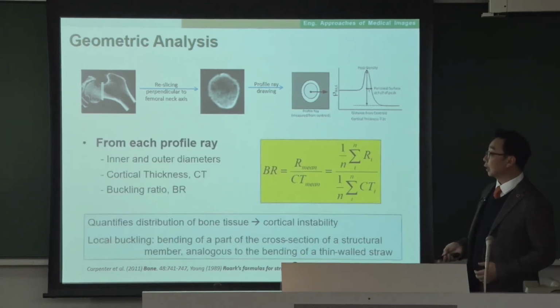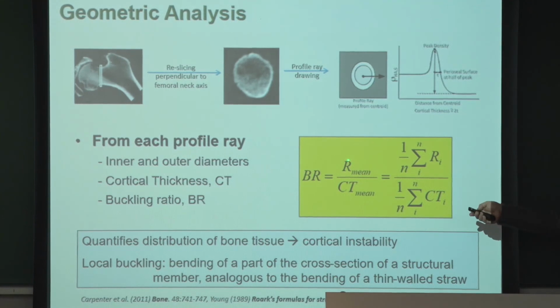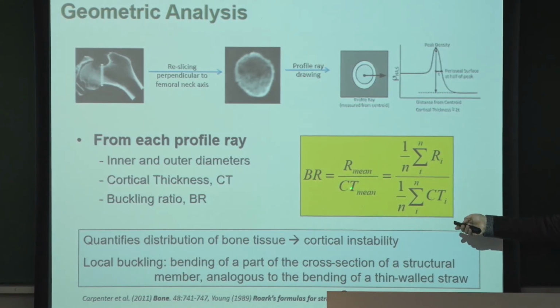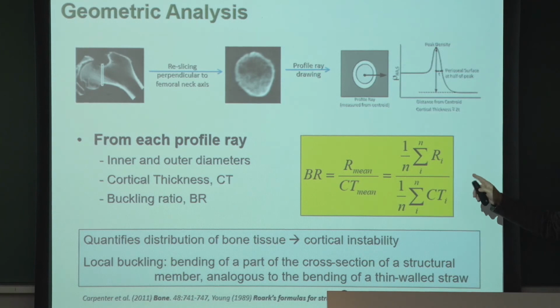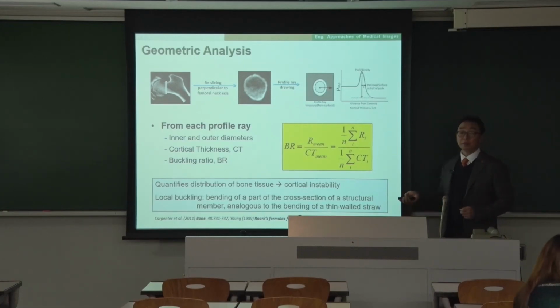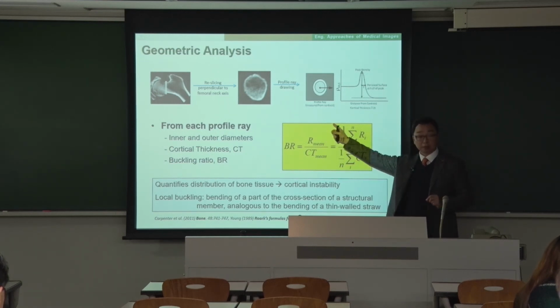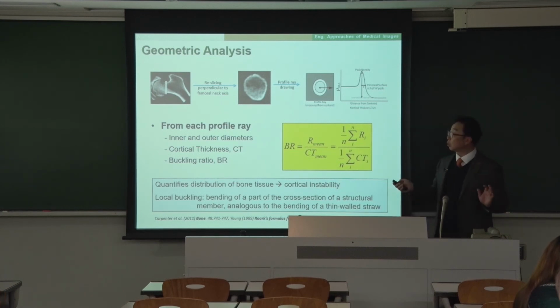So from here, what we can get is what we call the buckling ratio. It's nothing but the mean radius over the cortical thickness, so R over thickness. I know this is a very crude, very simple way of predicting fracture, but hope you remember the first slide: as we get older, cortical thickness gets smaller while the radius gets bigger. So this is what we call the geometric analysis from the CT scan.